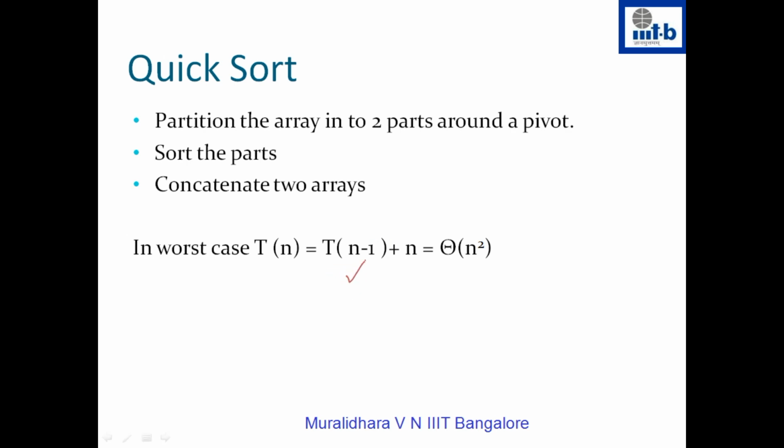Similarly, if I pick a minimum element as a pivot, then the left hand side subarray will be empty and all the n minus 1 numbers will be on the right hand side. In that case, I have to recursively sort the sequence on the right hand side, which will have n minus 1 elements. This n is the complexity of the partition.